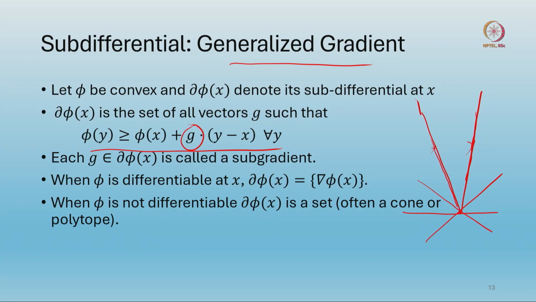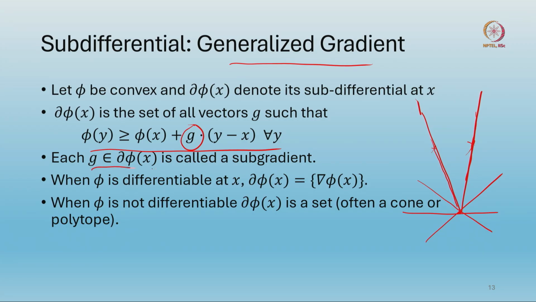Phi of y has to be greater than or equal to phi of x plus G, that is the subdifferential, dot y minus x. That dot is an inner product. In case we are talking of tensors, then it has to be written appropriately, okay.